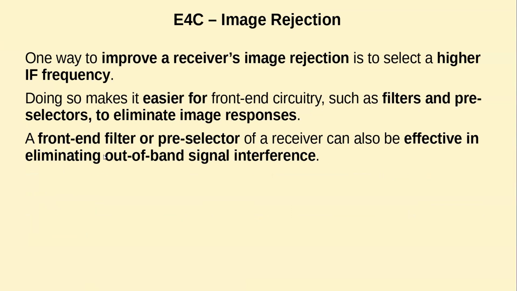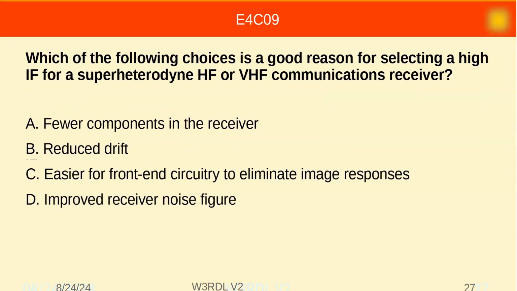One of the ways to improve image rejection is to start using a higher intermediate frequency. So it makes it a lot easier. The farther away those images are, the easier it is to filter them out. So that's where the front end filter or pre-selector comes in. In some cases, I've seen them where you can select different front end pass band filters for different frequency ranges. It automatically will do the band pass filtering depending on what band you're actually looking at. Which of the following choices is a good reason for selecting a high IF for a superheterodyne HF or VHF communications receiver?